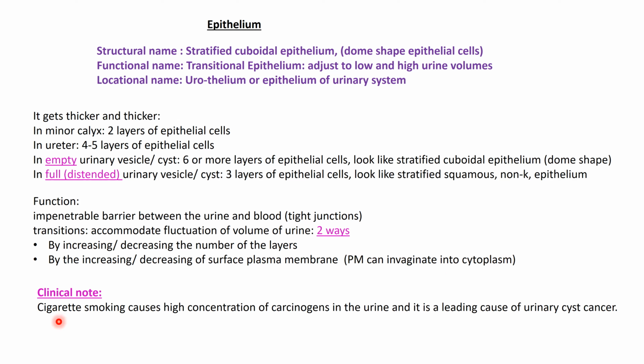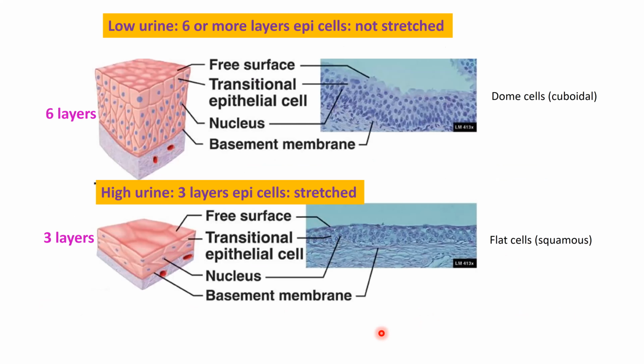One clinical note: cigarette smoking causes a high concentration of carcinogens in the urine, and it is the leading cause of urinary bladder cancer. Okay, so this image just summarizes the same thing. This is the low urine volume: 6 layers of epithelial cells in the transitional epithelium, and the surface looks like dome-shaped cells. Why? Because you have low urine, so the transitional epithelium is not stretched.